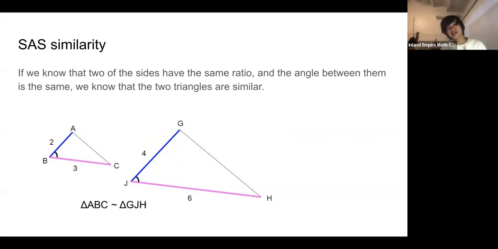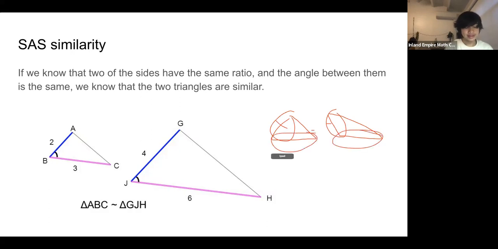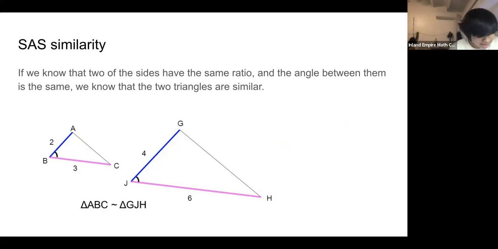But it's not enough to know that they have the same ratios, because even if they have the same side length ratios, one might be this kind of triangle and one might be that kind of triangle. These two side lengths have the same ratio, and these two side lengths have the same ratio as that, but they're clearly different triangles because we need to know this angle right here. So basically this is SAS congruence, but moved up to SAS similarity. Instead of sides being the same, it's sides having the same ratio.